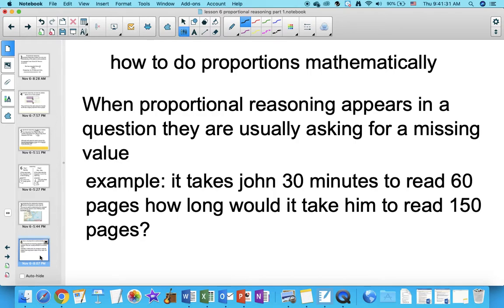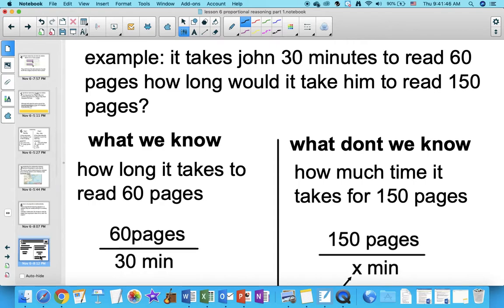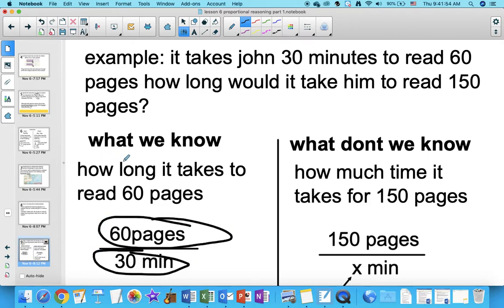So how to do proportions mathematically. When proportional reasoning appears in a question, they are usually asking for a missing value. For example, John takes 30 minutes to read 60 pages. How long would it take him to read 150 pages? Well, what we know is that it takes him 30 minutes to read 60 pages.